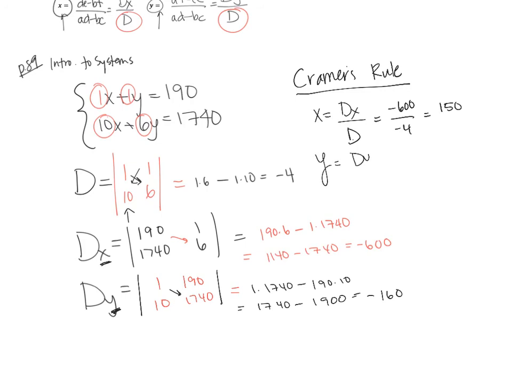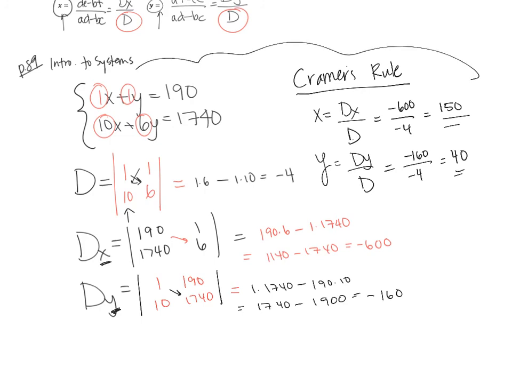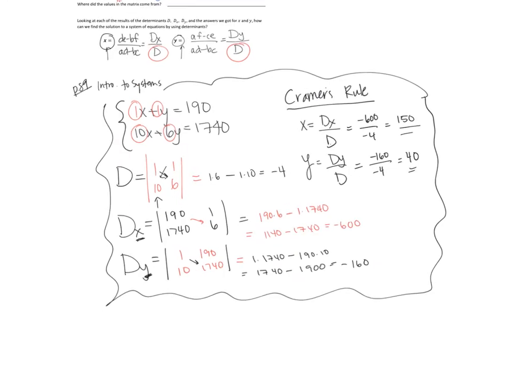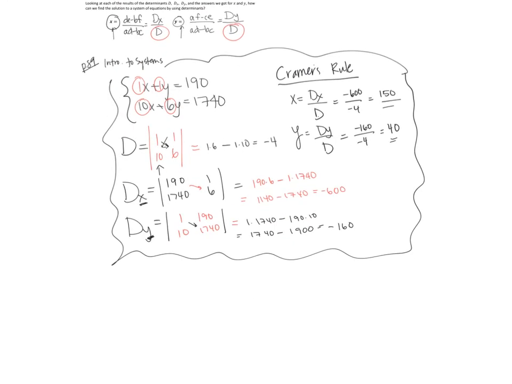Y is found by taking Dy over D, which Dy would be negative 160, and dividing by D, which is negative 4. So 160 divided by negative 4 will be a positive 40, which if you look back, those are the exact same answers that we got. But again, this is just another method. So whether you use substitution, elimination, Gauss-Jordan elimination, or Gaussian elimination, or Cramer's rule, all of these different methods will get you the same solution.